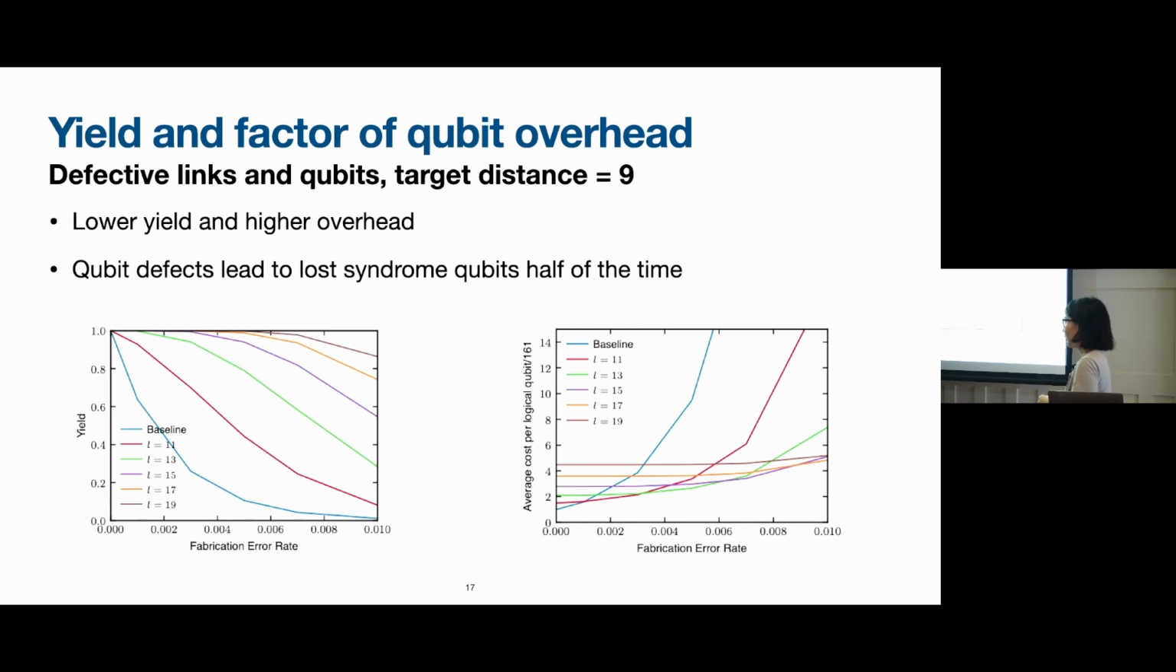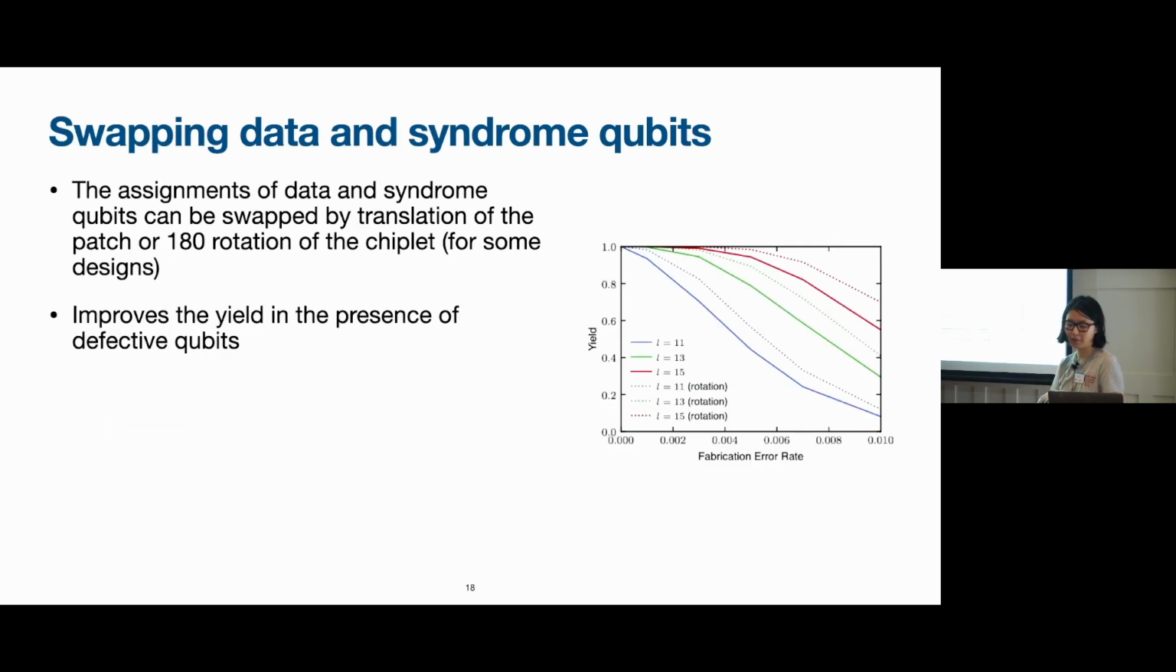Another reason is qubit defects could lead to a lost syndrome qubit half of the time, and it creates more damage to the code than the broken data qubits. So we thought about ways to mitigate this. Well, you can either do it by somehow improving the protocol for adapting the surface code, but we thought of another approach: if you just translate your surface code patch by 1 in both the vertical and horizontal direction, you can essentially swap the assignment of the data and syndrome qubits.